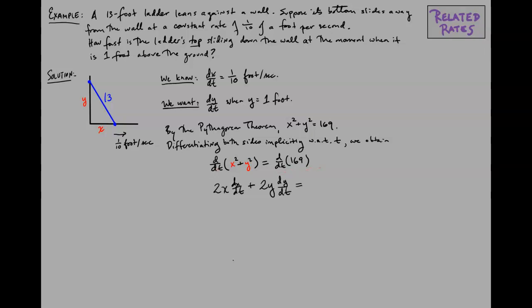As for the right-hand side, 169 is a constant. How does a constant change in time? Well, it doesn't change. It's constant. That means the rate of change is 0. Okay, let's take stock of where we are.